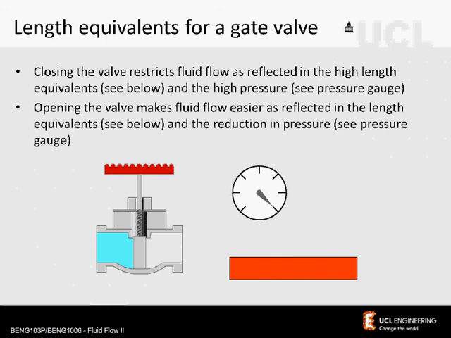And actually having the valve fully closed gives you pretty much an infinite resistance to flow, so no flow will occur at all. As you start to open the valve though, the resistance to flow will decrease, and it will continue decreasing as long as you keep opening the valve until it is fully open, where the resistance to flow will be minimum, and so the K value or the length equivalent of the valve will also be at its minimum.